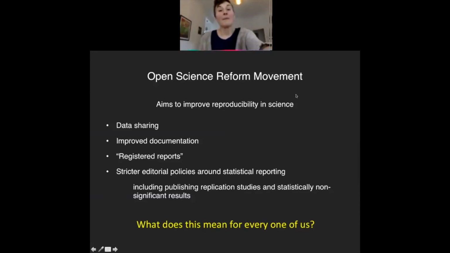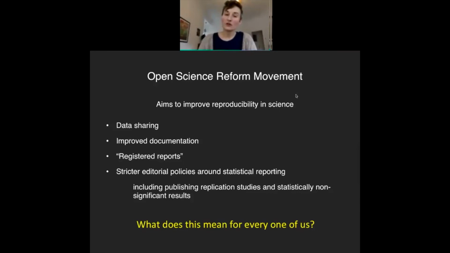Out of this crisis, a movement formed called the Open Science Reform Movement, which aims to improve reproducibility in science by several measures, like data sharing, improved documentation, and registered reports. I want to talk about registered reports, which are a new form of publishing a paper. There are also stricter editorial policies around statistical reporting, including publishing replication studies.